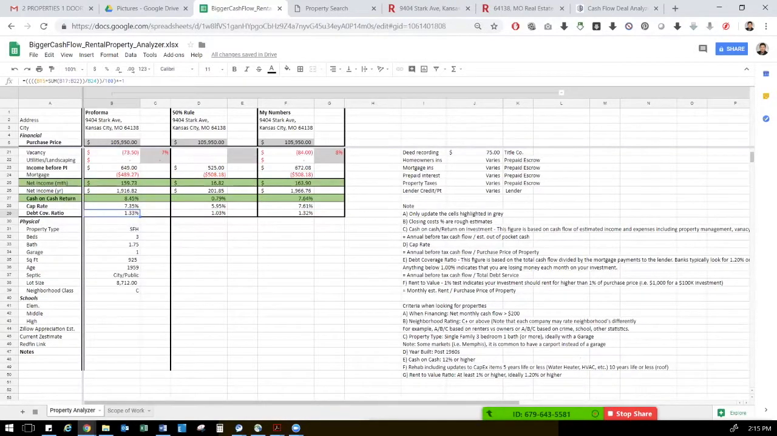Now down here, we have the physical attributes. These are all items that the turnkey provider has told me. So I'm going to populate this and I'm going to check it when I do my research.